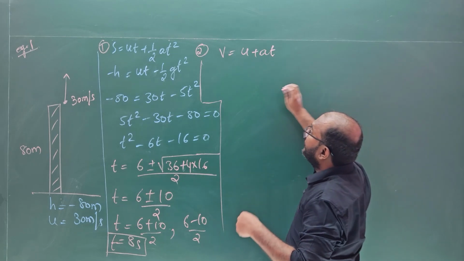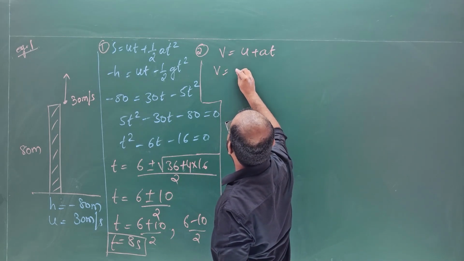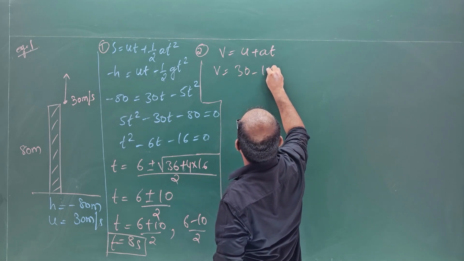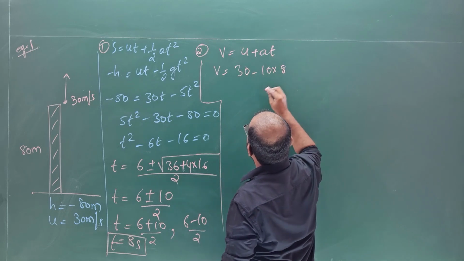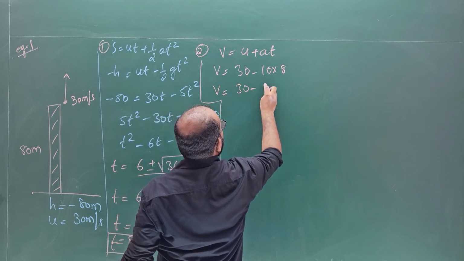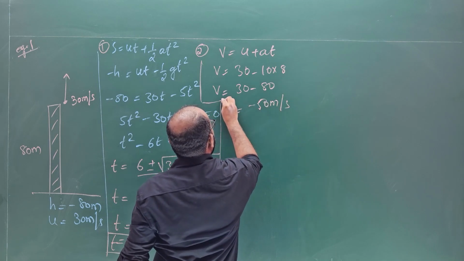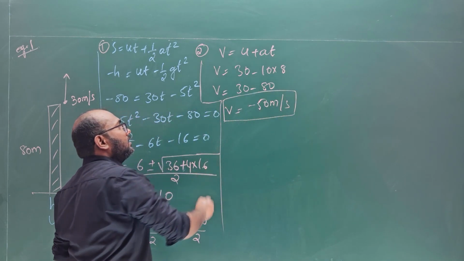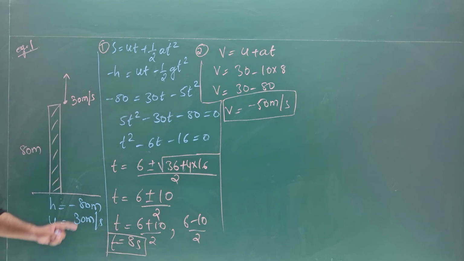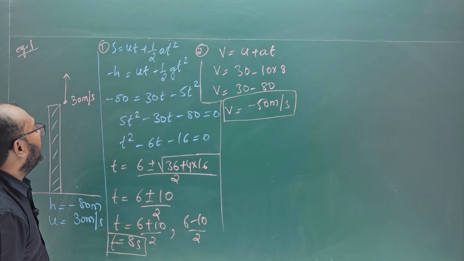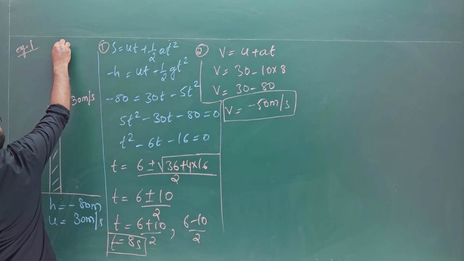So now v is equal to u, which is 30, 30 minus g, which is 10, into time, which we got as 8. So v is equal to 30 minus 80. So v is equal to minus 50 meter per second. These answers are coming without me doing anything with the negative sign. So what is the impact velocity with which it hit the ground? Okay. Then third thing, can we calculate at what point it reaches the maximum height?